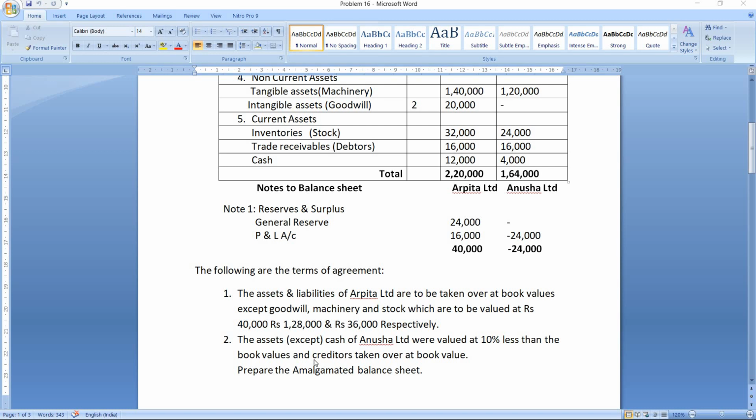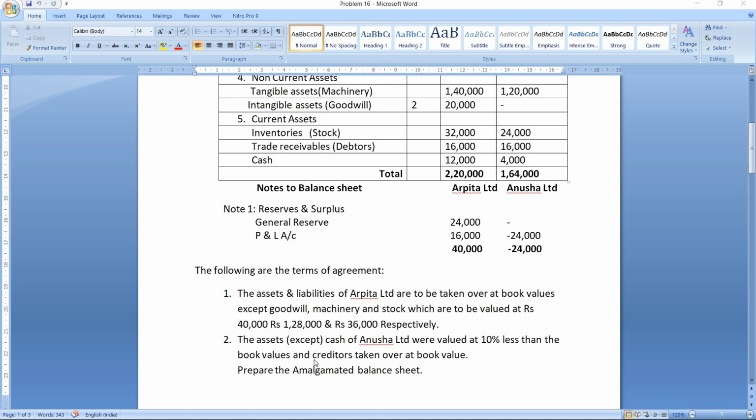Now, how do we call this problem amalgamation in the nature of purchase? Because the assets are taken at new values and they're not taken over at their book values. Okay. So what you have to do is you have to prepare the amalgamated balance sheet. But before that, you have to calculate purchase consideration for the companies. So we will start with purchase consideration.